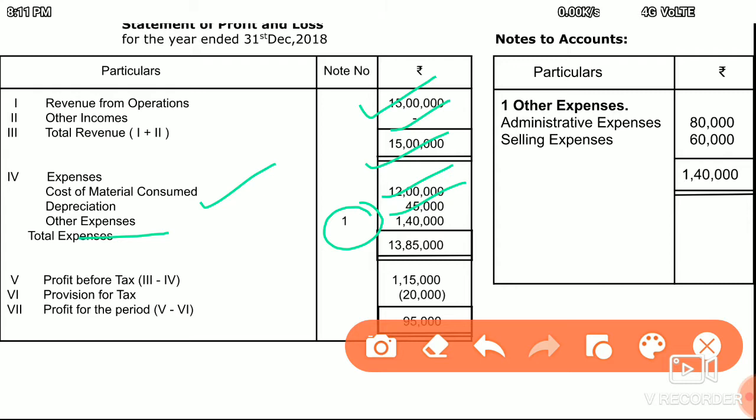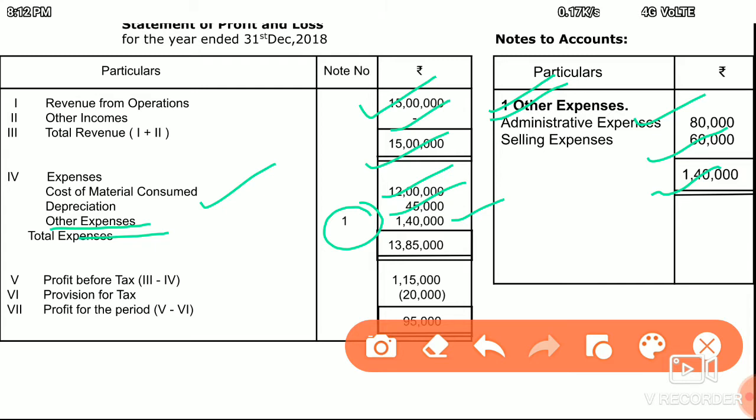If we look at the notes to account, we see that the other expenses are related to administrative expenses and selling expenses, which are 80,000 and 60,000 respectively, and together they form 1,40,000. So the other expenses is 1,40,000, and while preparing the cash flow statement, since the note to account is provided to us, we will take the information from the notes to account and we will not take the information from the main income statement.